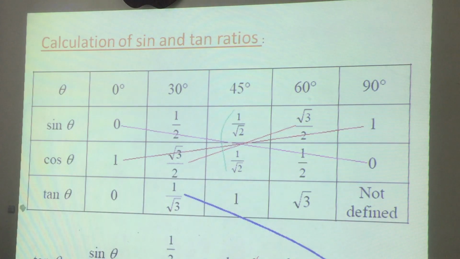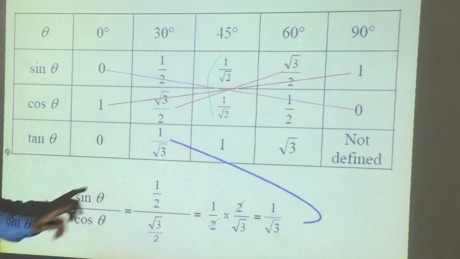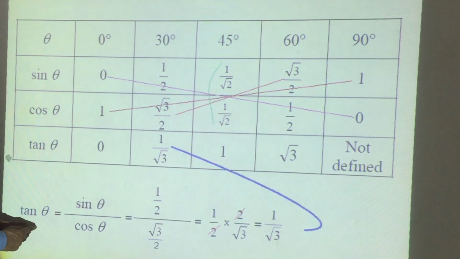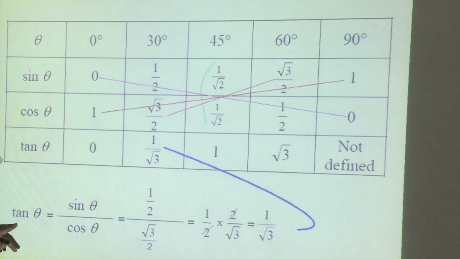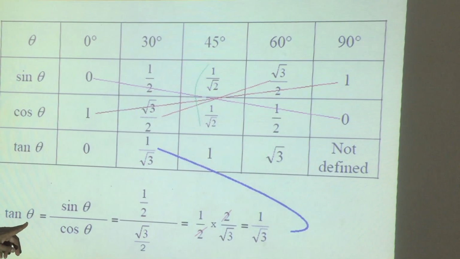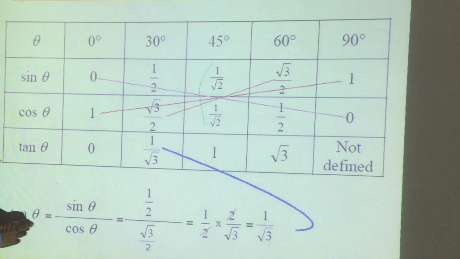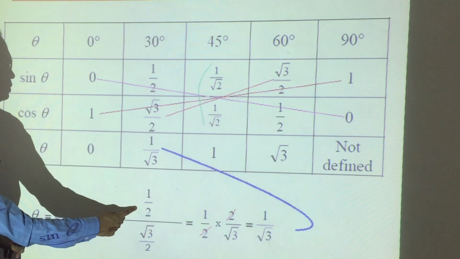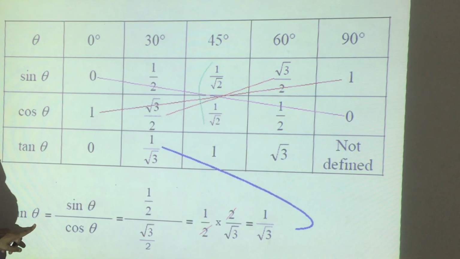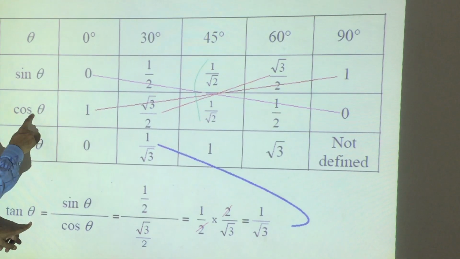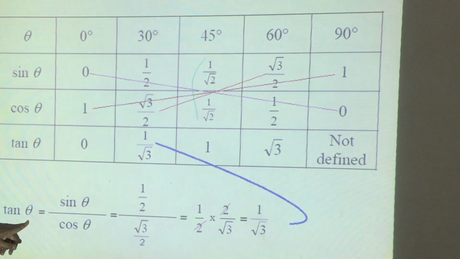Alright, now the tangent value. Tangent value can be calculated by dividing sine theta over cos theta. For example, I have calculated the tangent theta value of 30 degree. If you are having tangent 30 degree, put 30 degree, how you can calculate it? Sine theta 30 is equal to 1 by 2, 1 by 2 is here. And cos theta is square root 3 by 2, square root 3 by 2 is here.